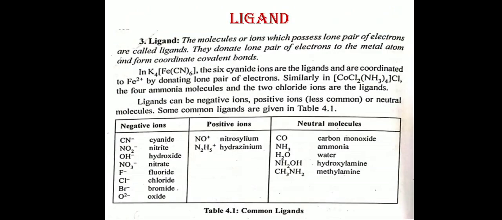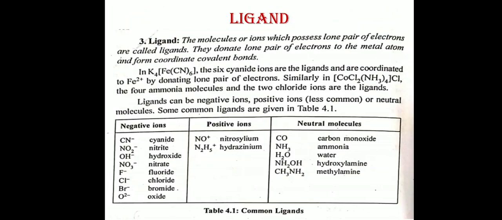Now next is ligand. This is also a general term used in coordination chemistry. What do you mean by ligand? The molecules or ions which possess a lone pair of electrons are called ligands. So any molecule or any ion which has a lone pair of electrons is called a ligand. It will donate these electrons to the central metal atom and form a coordinate covalent bond. There are 3 types of ligands: negative ions, positive ions, and neutral molecules.